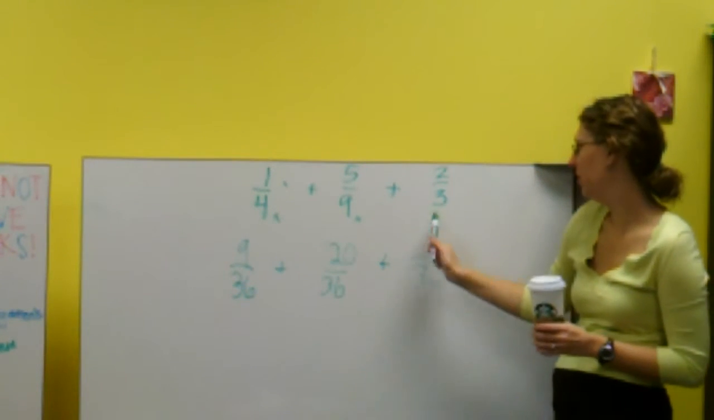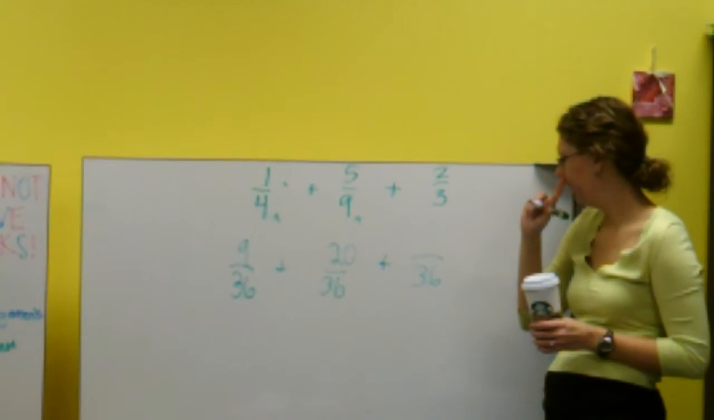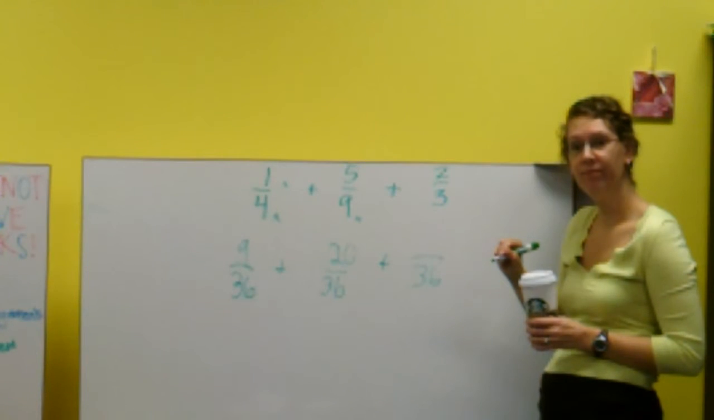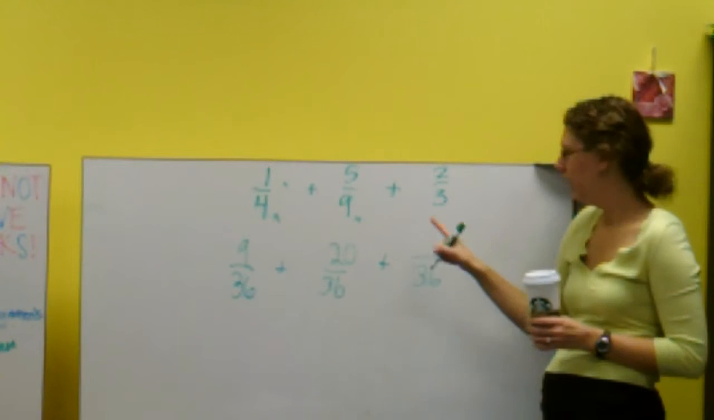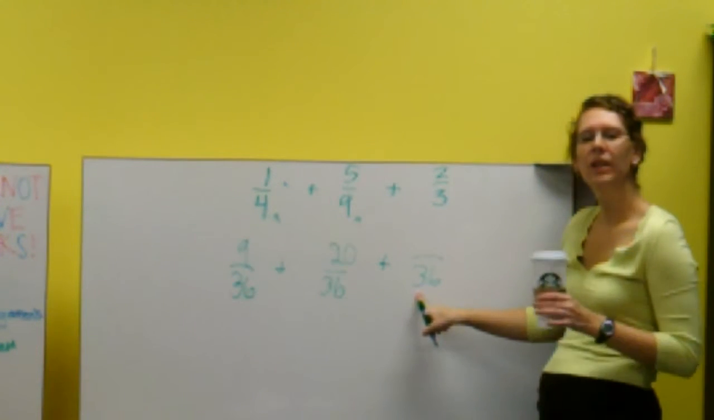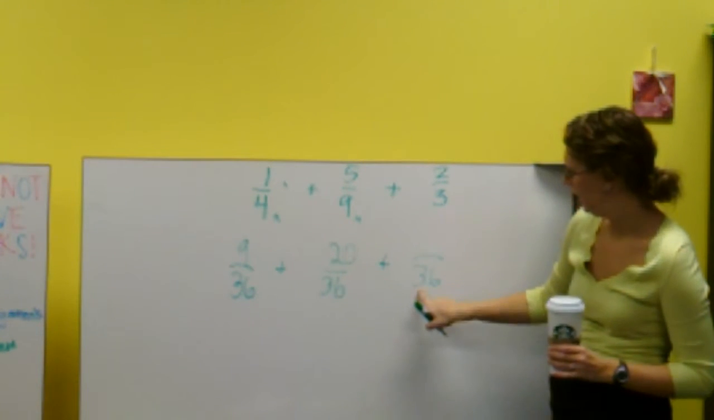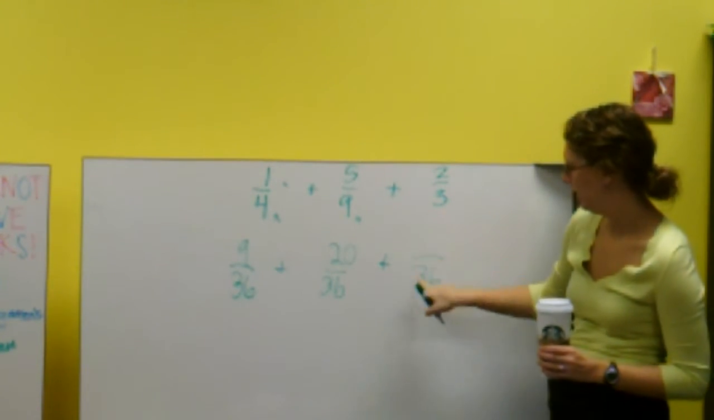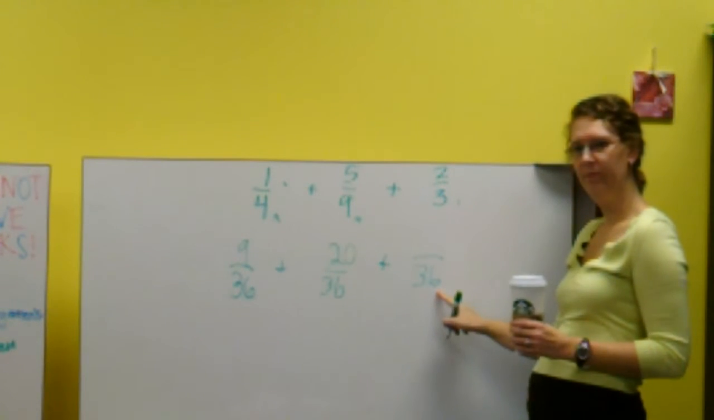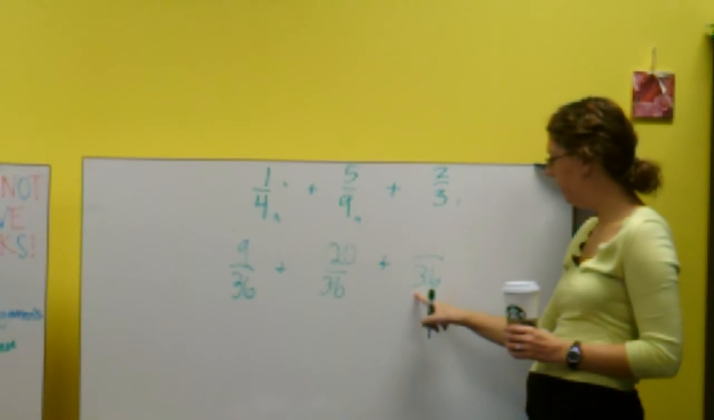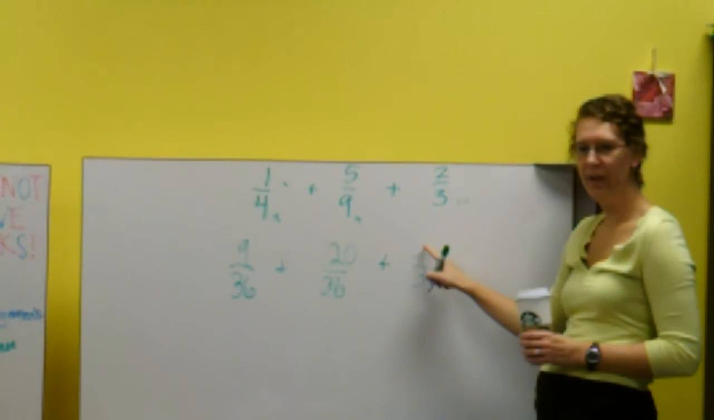And Portia, last but not least, 3 times what got us 36? 6 times 6 is 36. Here, Portia, look up here for me. Look at it. 36 divided by 3. How many 3's in 36? How many 3's in 3? How many 3's in 6? How many 3's in 3? 12. Good. So times 12. So what's the number going to be on the bottom here?